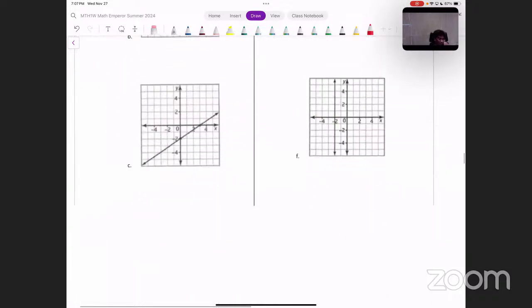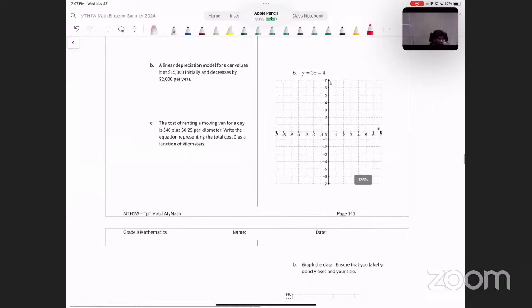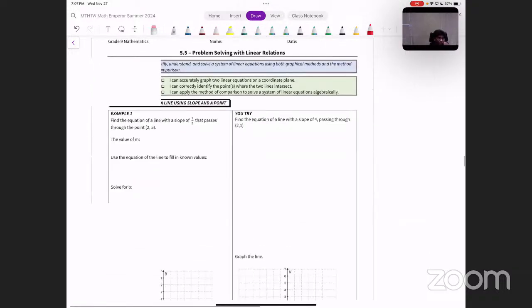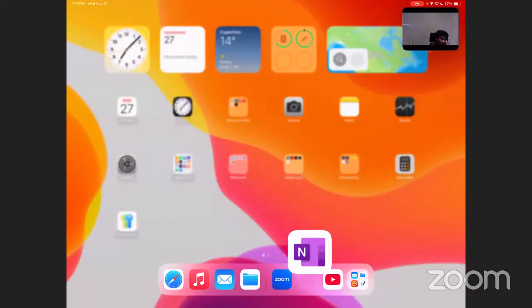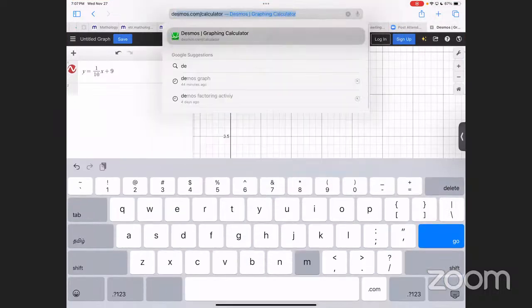All right. So we learned how to graph, and we know how to find the equation of the line. So we got some practice. You don't have a device, do you? Do you have a device? Pretty good. So what I'm going to do is I want to play with this before we move back to our next unit, problem solving with linear relations. Desmos.